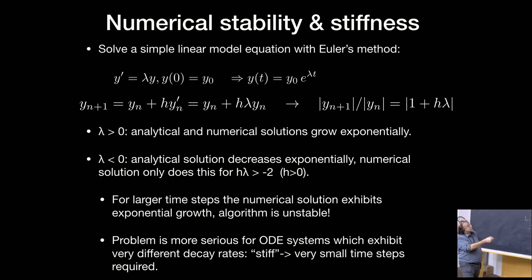But if lambda is smaller, so if you have damping, then the analytical solution is going to decrease exponentially, but the numerical solution only does this if you have this relation satisfied, which is if your time step h is small enough. If your time step is larger, then the numerical solution exhibits exponential growth, completely different than the analytical solution. And so this is when your algorithm is unstable in the sense that we had before. The norm of the numerical solution grows and grows and grows, and your algorithm is unstable.